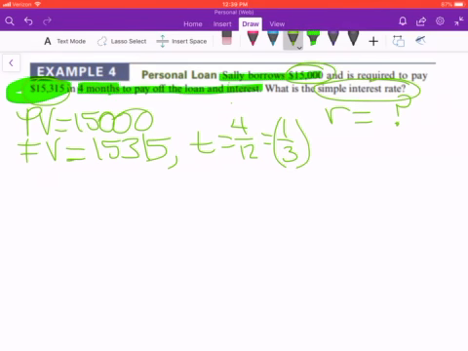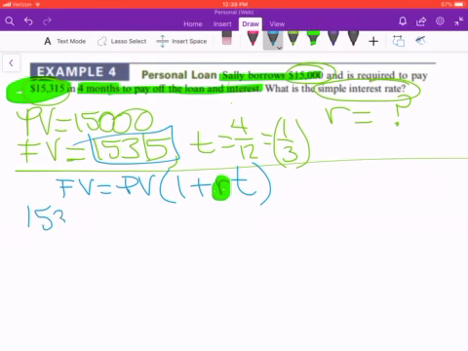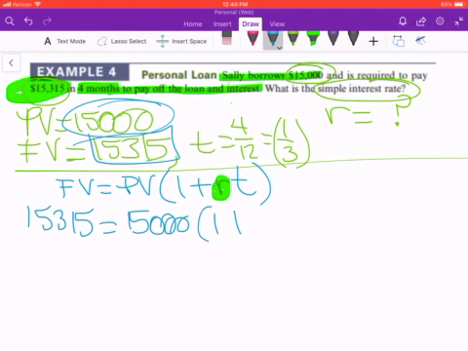after simplifying it. And so now what we're going to do is use that formula that we used previously. So it is future value is equal to the present value, parentheses 1 plus RT. Now, what we're solving for, it's R. But before we solve for R, we're just going to substitute our quantities. So future value we have here, 15,315. Then we have the present value, which is 15,000. Then we have 1 plus R, and for time we have 1/3.